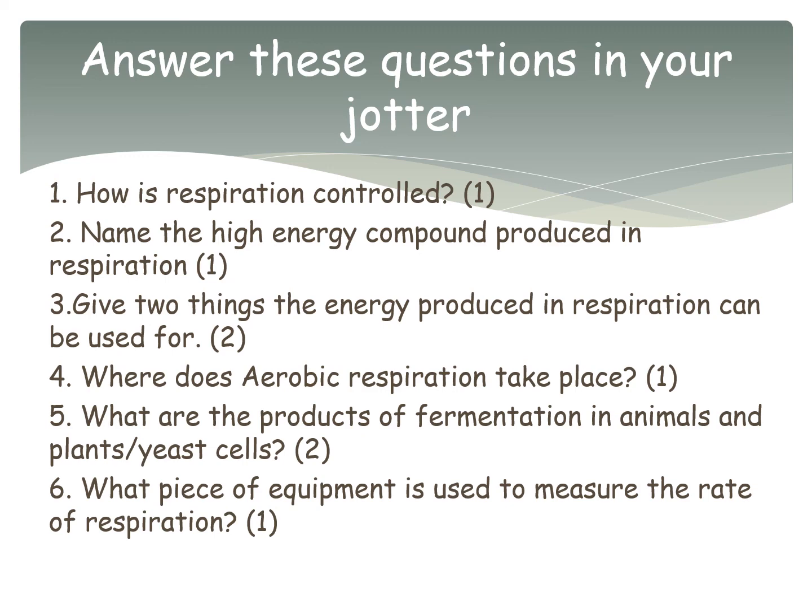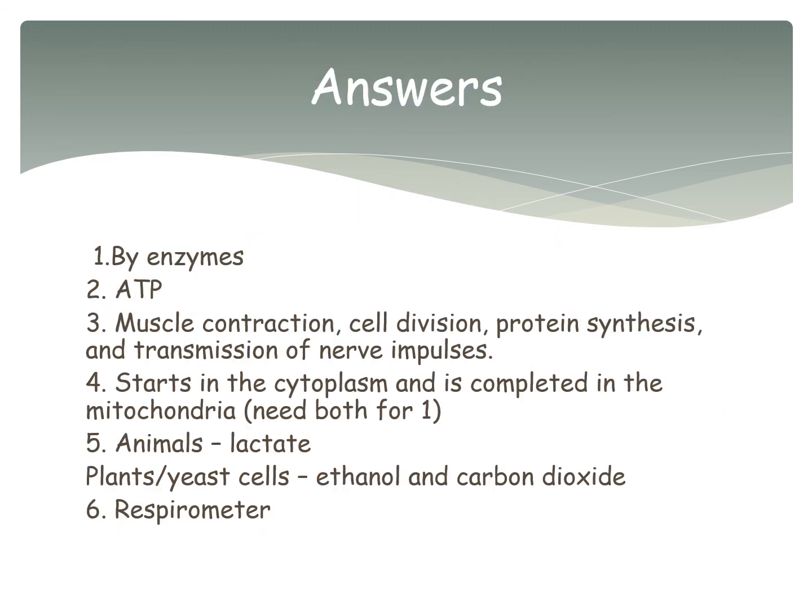So the answers are: respiration is controlled by enzymes, and the high energy compound produced is ATP. And ATP is used for muscle contraction, cell division, protein synthesis, and transmission of nerve impulses, and also active transport. And for where does aerobic respiration take place? It starts in the cytoplasm, so glycolysis happens in the cytoplasm, and it is completed in the mitochondria. You need both of the answers, or you won't get your mark.